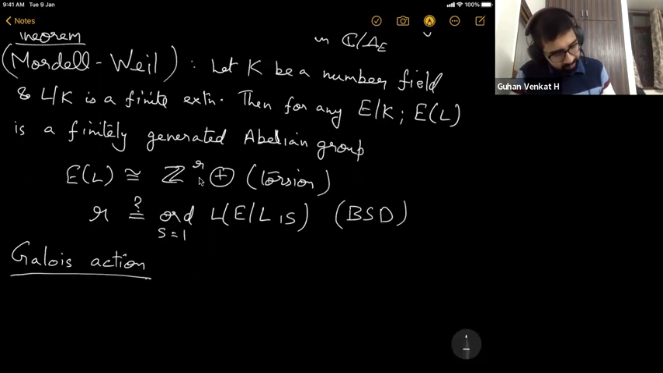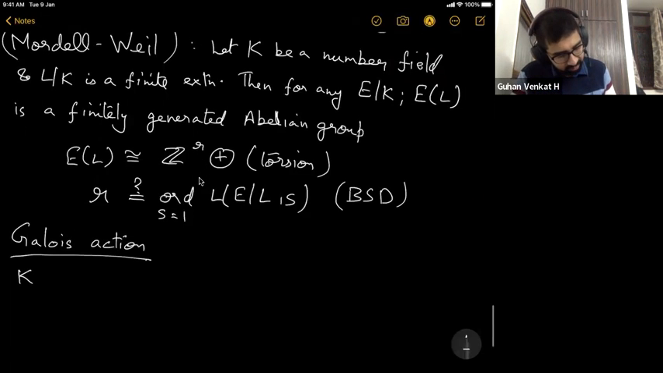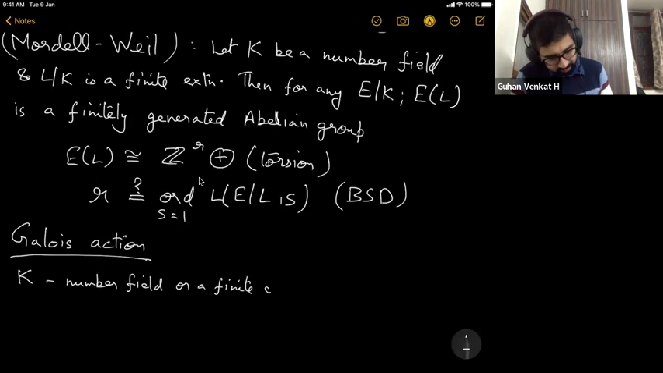So far we've had some liberty on the fields, but now let's say K is either a number field, or a finite extension of the field of p-adic numbers Q_p, or just a finite field.